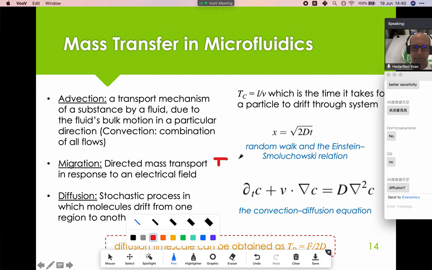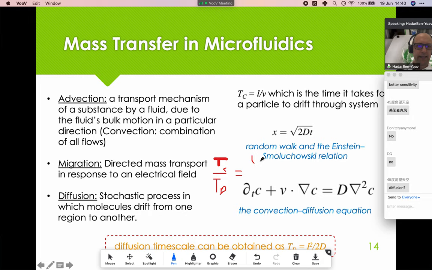TC over TD. So if TC is bigger, let's see what happens. So TC is L over V, and TD, well, it's L squared over 2D. Sorry for the very bad writing. So we have this one, and we get, well, 2D over V times L.